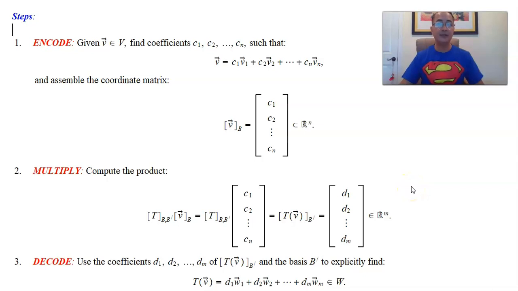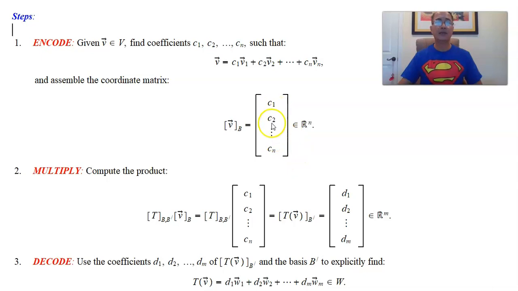Alright, so computing T of V can be broken down basically into 3 steps. Okay? Encode, multiply, and decode. Right? So for the encode step, choose your V from the domain. Find the coefficients of V with respect to B. So solve for C1, C2 through Cn that will create that linear combination for V. Okay, so in our examples, it was very simple. You're practically staring at the coefficients.